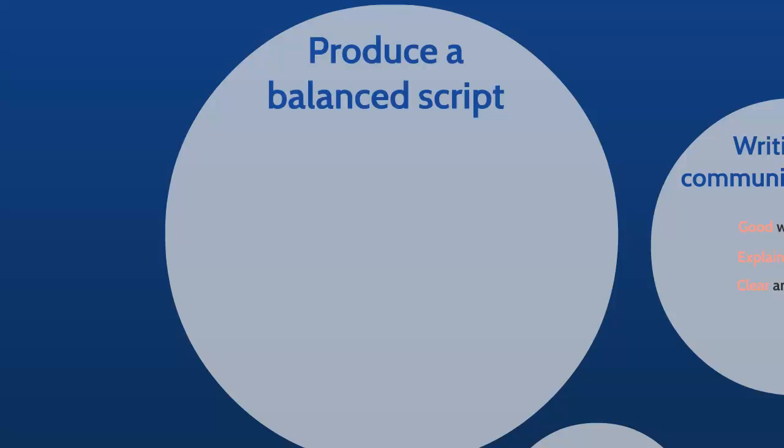The next is producing a balanced script. There are 4 criteria on which your script will be graded. The first of these are your technical skills, and you will get marked by your application of the technical skills you've been learning throughout your studies at this level so far. But then you have to apply those skills, and that's where the business skill marks come in.